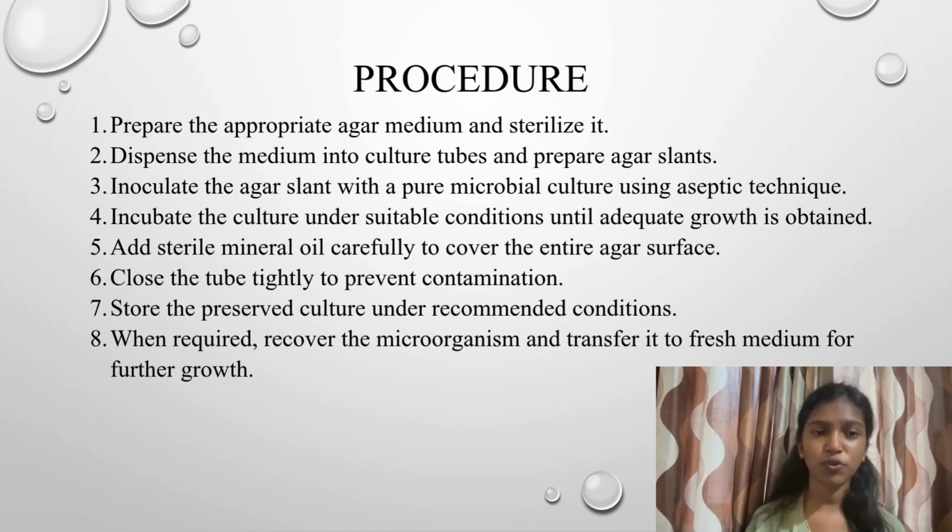Now I will explain the procedure of this method. Firstly, a suitable agar medium is prepared and sterilized. The medium is then placed in a culture tube to form an agar slant. A pure microbial culture is inoculated onto the agar slant using aseptic techniques. The tube is incubated until sufficient growth is obtained. After growth appears, sterile mineral oil is added over the culture surface. The tube is then closed properly and stored under suitable conditions. When the culture is needed, it can be recovered and transferred to fresh medium for future growth.